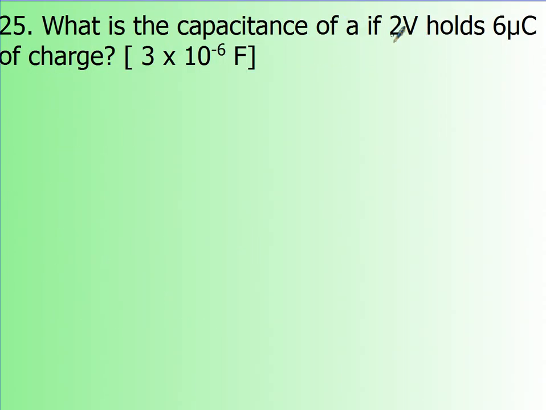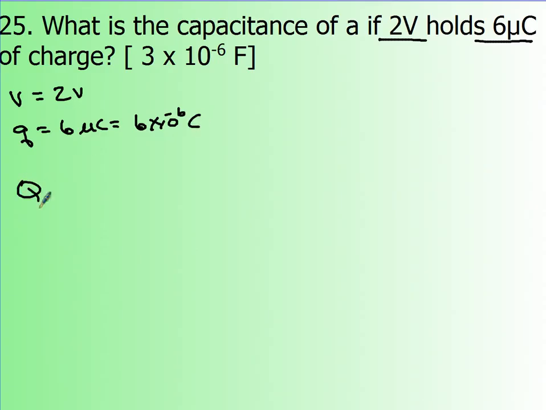What is the capacitance if you have 2 volts holding 6 microcoulombs of charge? So the voltage is 2 volts. Q is 6 microcoulombs, which you remember is 6 times 10 to the negative 6 coulombs. Well, Q equals CV. I have Q, I have V, I'm looking for C.